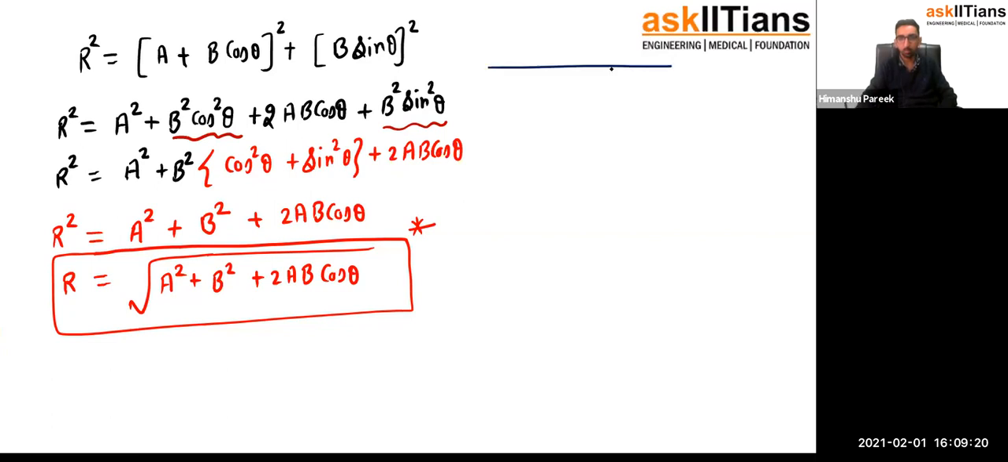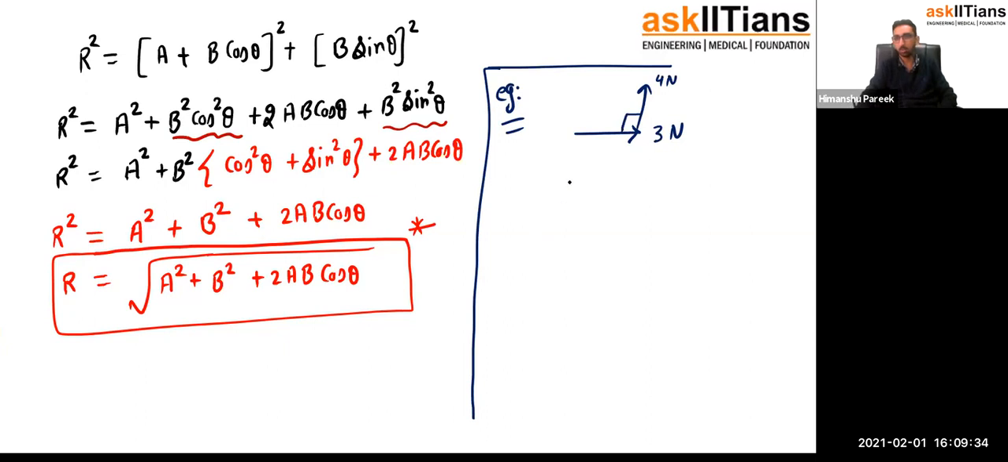Now one more, let's do one example. Let us learn how to use it. Now suppose somebody says this is 3 Newton, this is 4 Newton, and the angle between them is 90 degrees. What is the addition of two vectors? Here you need to remember the cos theta values. At least a few values you should remember. Let me give you some of the standard values which you should remember at grade 9.